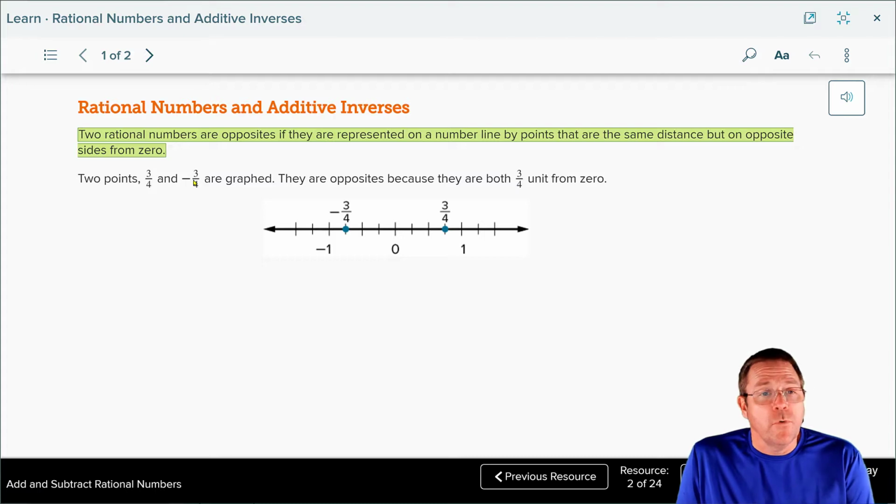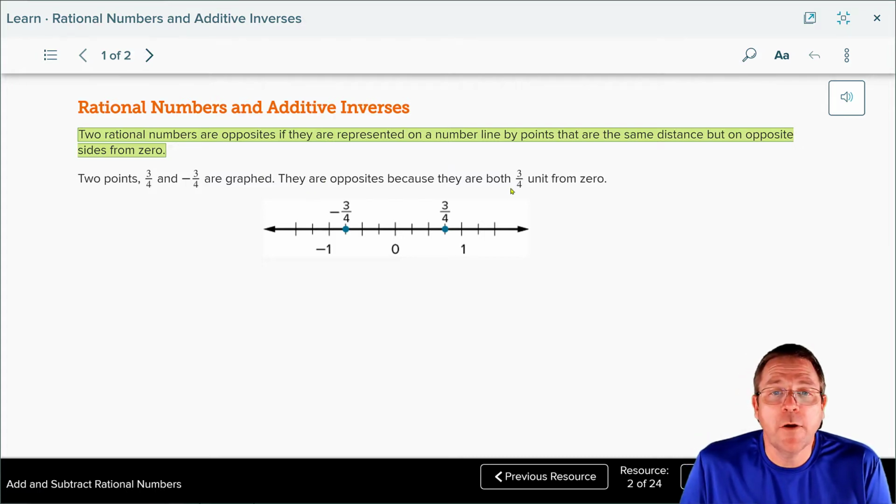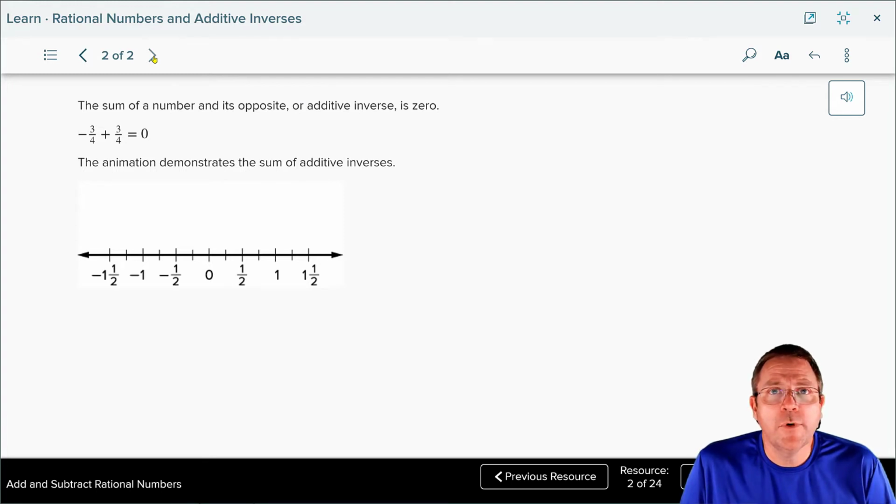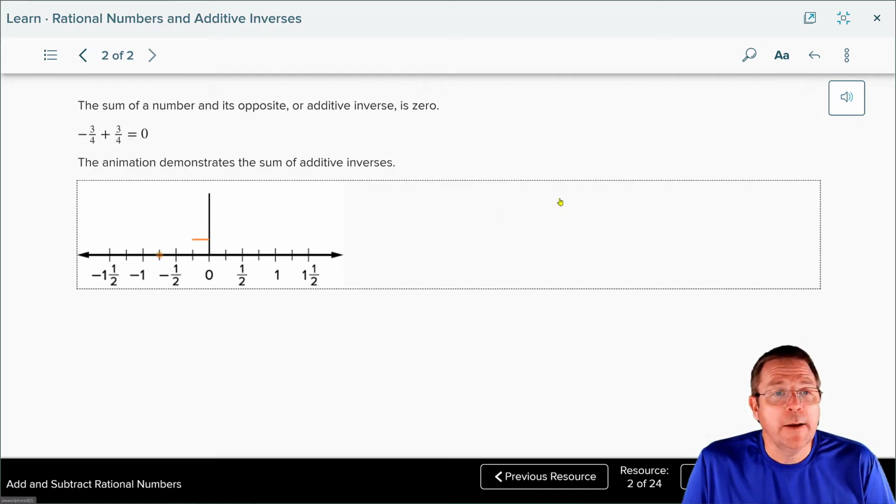Two points, 3/4 and negative 3/4, are graphed. They are opposites because they are both 3/4 of a unit from 0. They're on opposite sides of 0, and they're the same distance from 0. Definition: opposites. If you were to add these two numbers together, you would find that the sum of the number and its opposite, also known as the additive inverse, is 0. Negative 3/4 plus 3/4 is equal to 0, and the animation demonstrates how the sum of the additive inverse and its original number is going to equal 0.